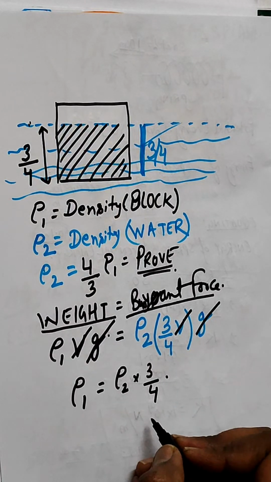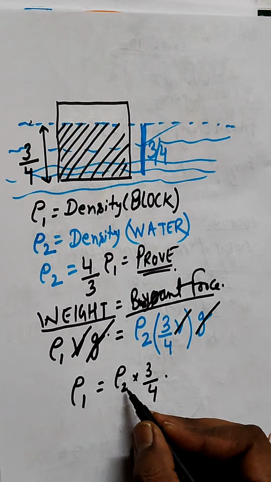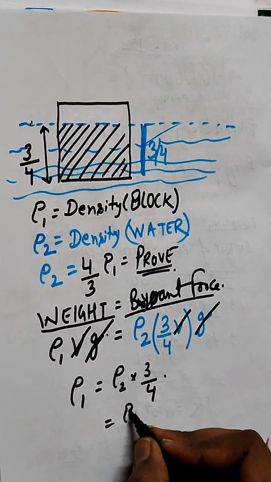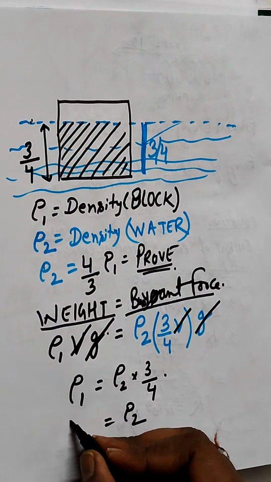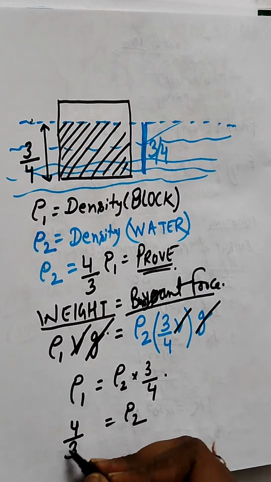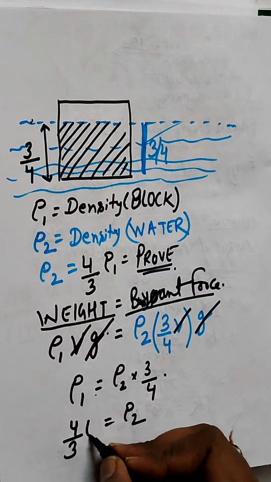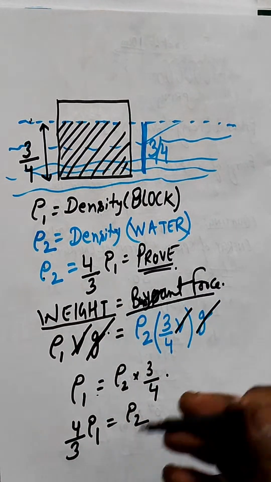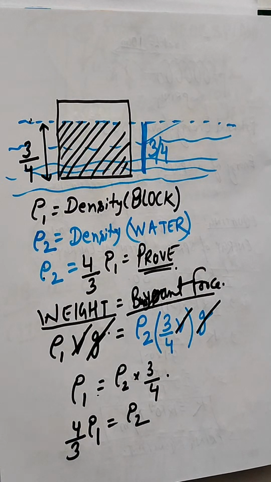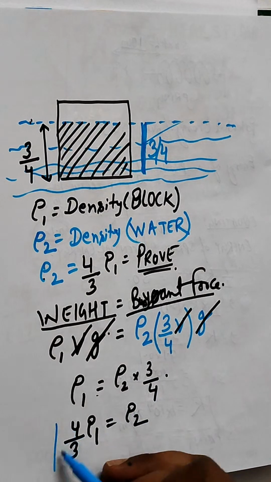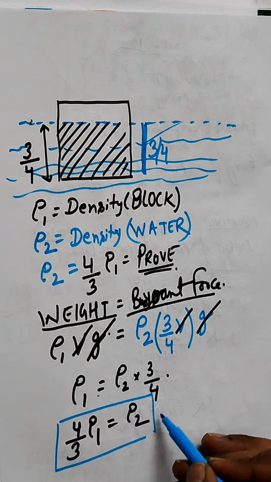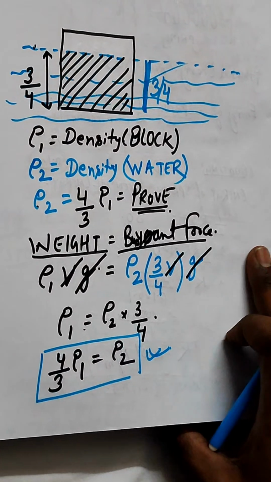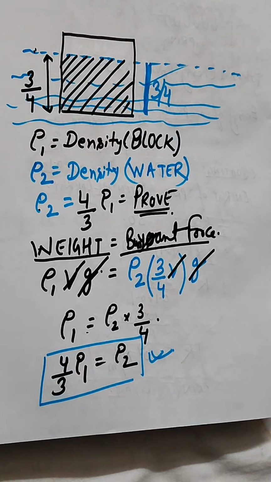So from here you get the value of rho 2, left it into the RHS, and then 4 and 3 will be coming into the LHS by cross multiplication. Rho 2 equals 4 by 3 rho 1, which we were about to prove, and this we have proved now, right? So this is a very simple question, so we can solve such questions also.